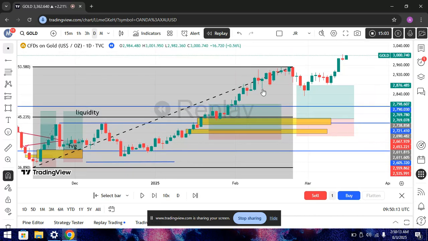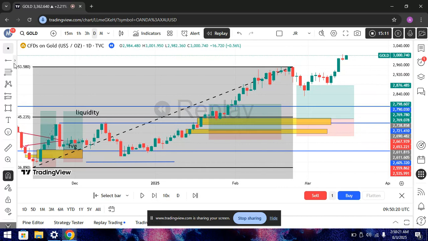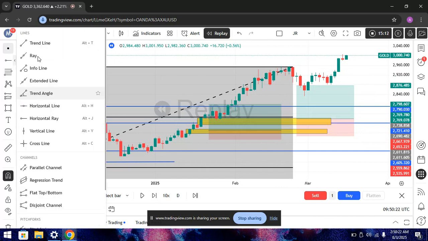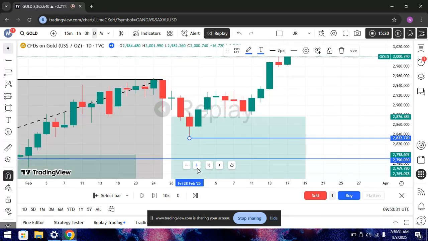We had broken this structure. So this is a structure that we broke, and this becomes our new low here. I don't know if you're following me. If you have any questions, you can drop them in the comment section down below. So this is our new low now. Let me just zoom this chart in again.